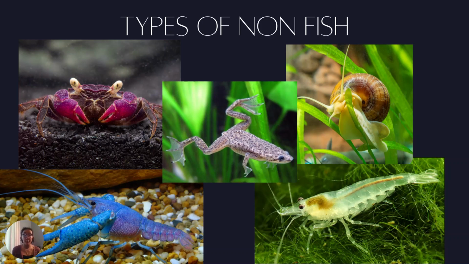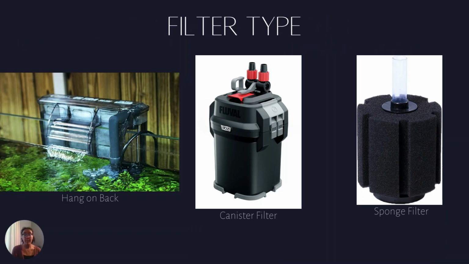There are also options to put in your freshwater aquarium that are not fish. On this slide, I have a crab, snail, a frog, crawfish, and shrimp. There's something for everybody to put in their tank.